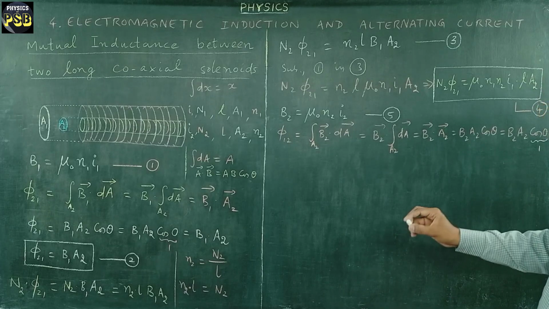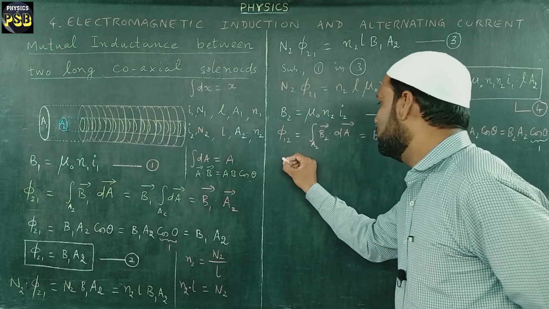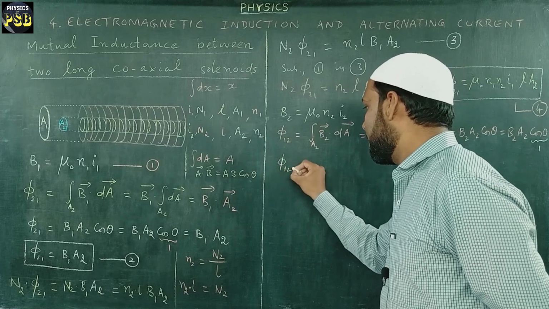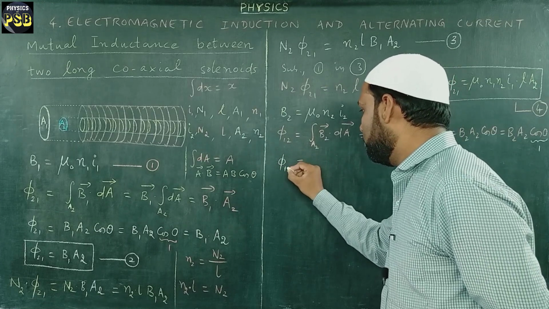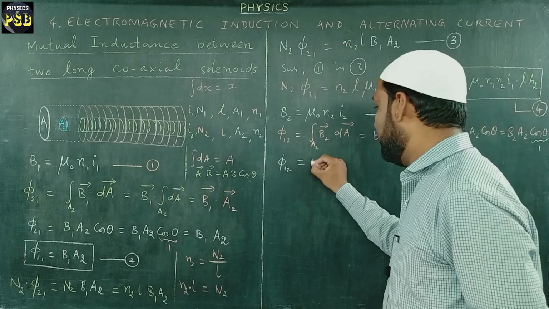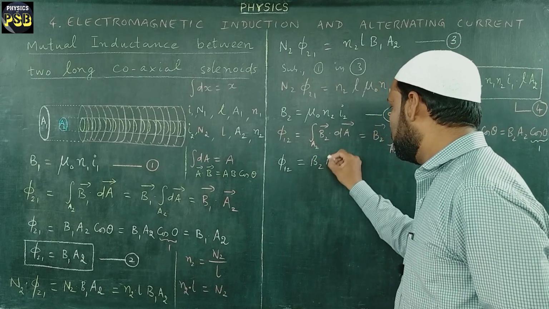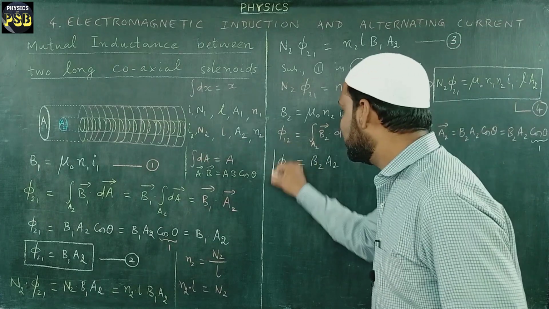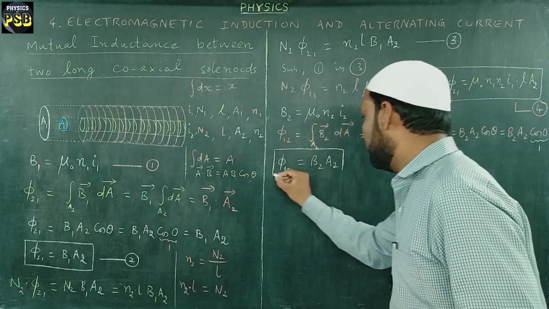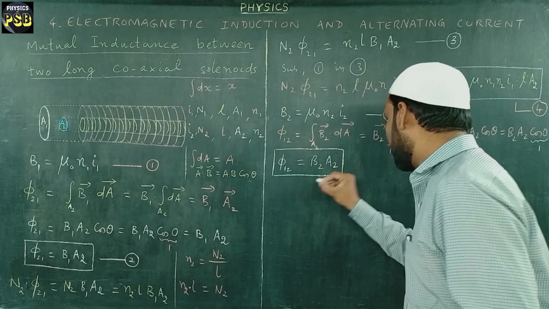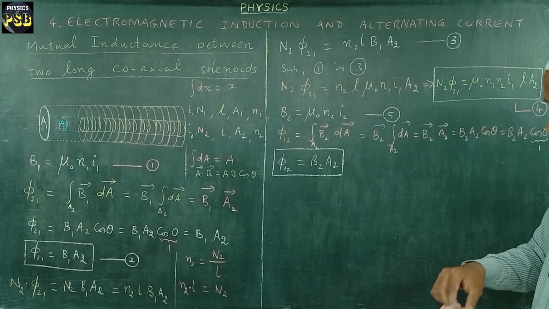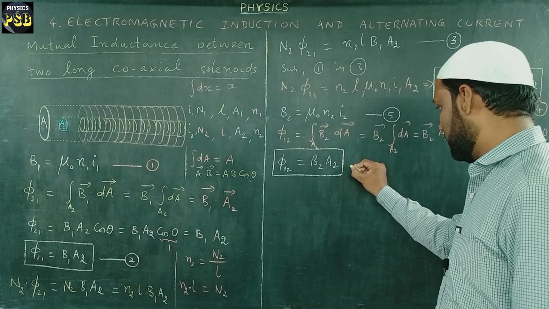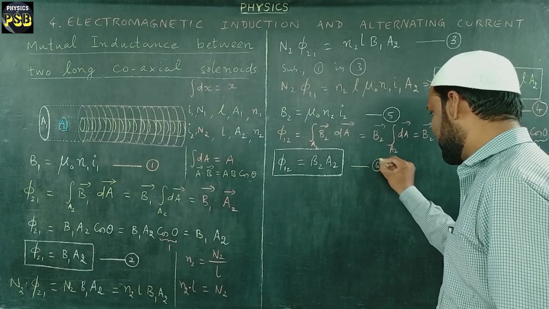So phi 1 2 is found to be equal to B2 multiplied with A2. Okay, I box this for better visibility so that it can be used further. I name this as equation number 6.